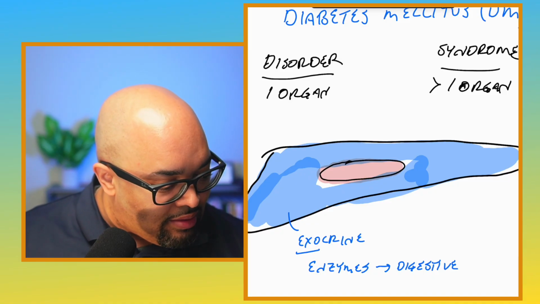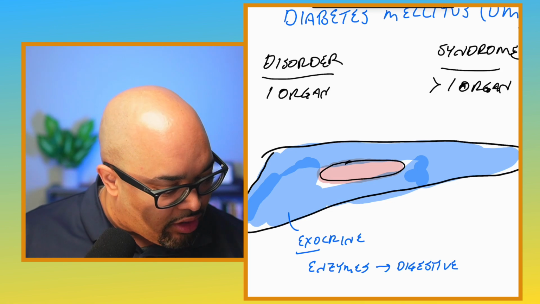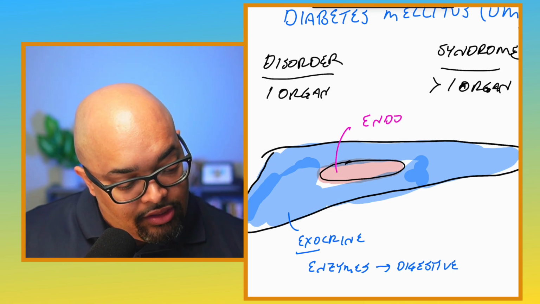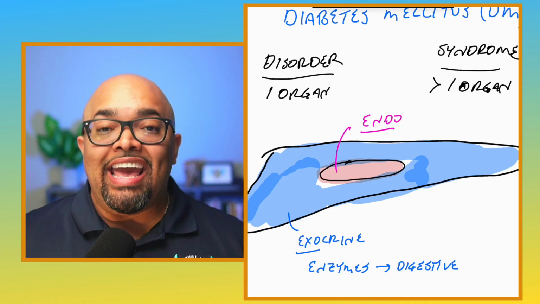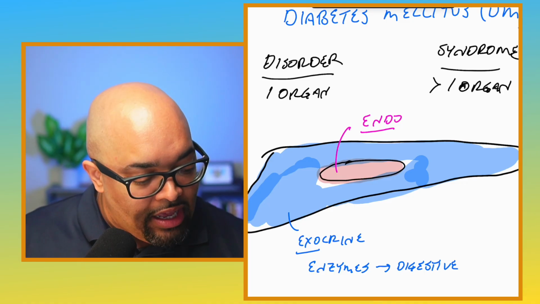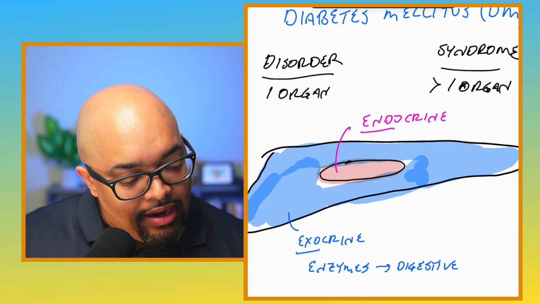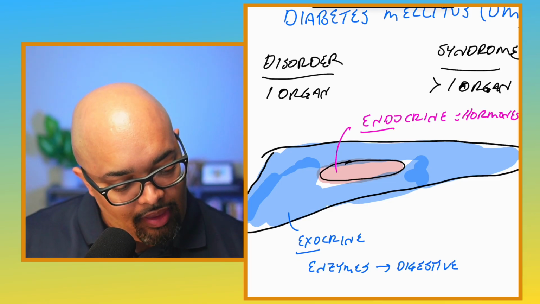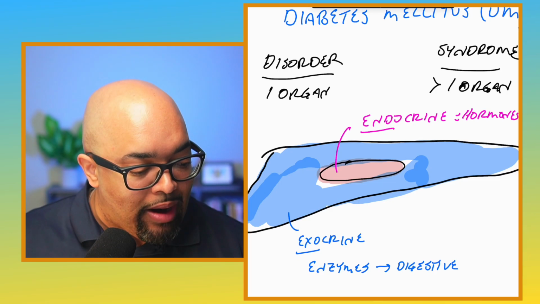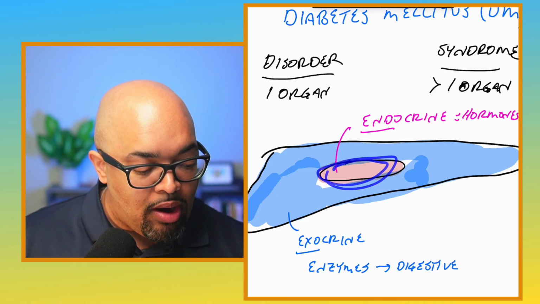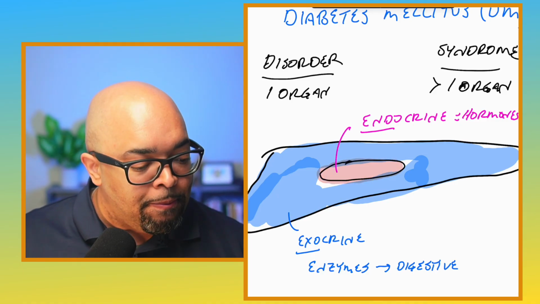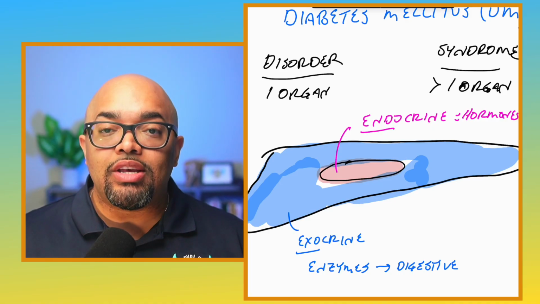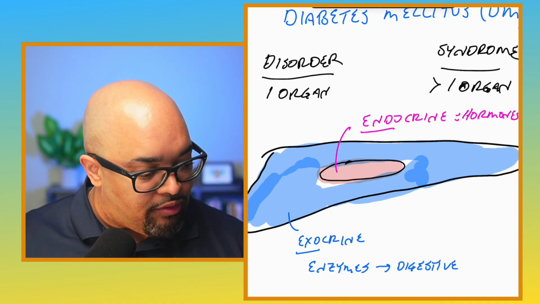The other part that I have labeled in this kind of pinkish color is the endocrine. So we have an endocrine and an exocrine. The endocrine part primarily deals with hormones. Now, I want to focus primarily on this endocrine part because we're talking about diabetes. So, what hormones is the pancreas responsible for?